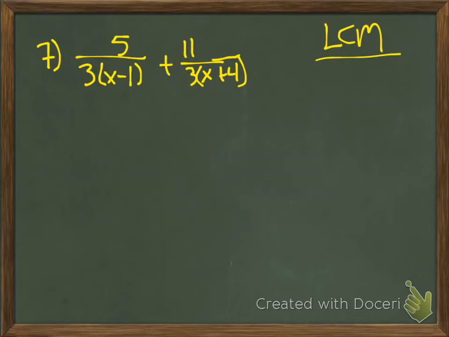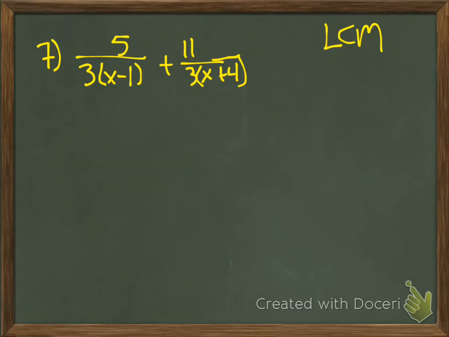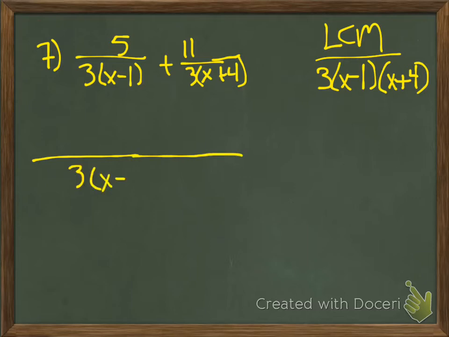On the next one, notice the denominators are different, but they're already factored. So you have to come up with an LCM to help you come up with the common denominator. What's the least common multiple? What do they have in common? They have a 3. What can I add from the left? An x minus 1. What can I add from the right? An x plus 4. So you can see here I had a 3, x minus 1, x plus 4. From there, that's going to be my common denominator.